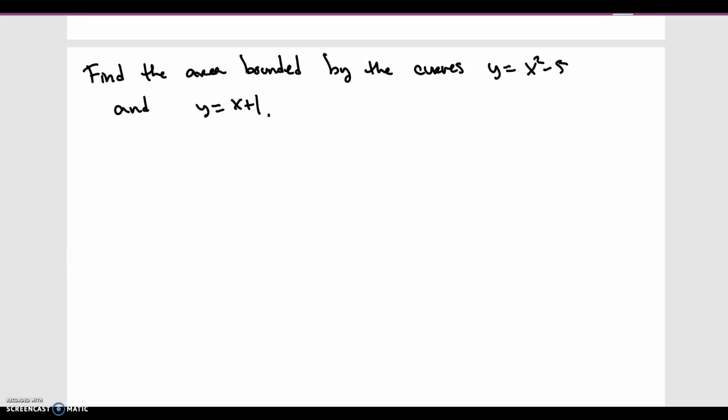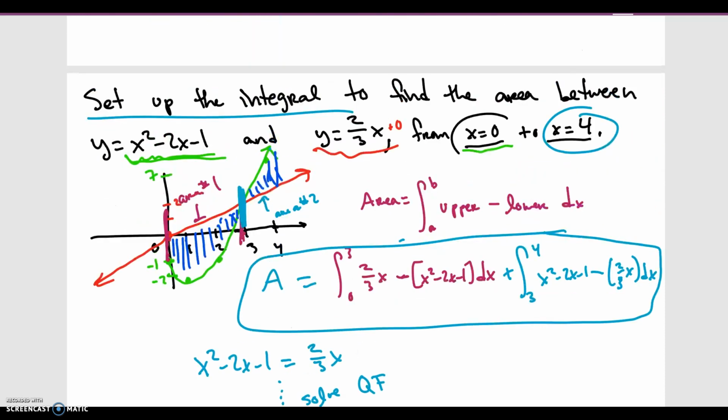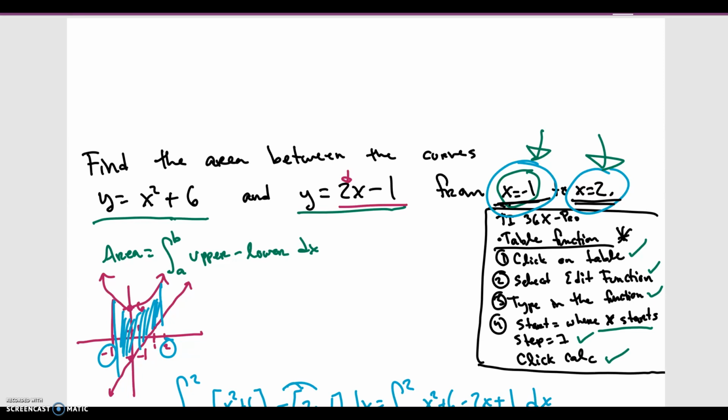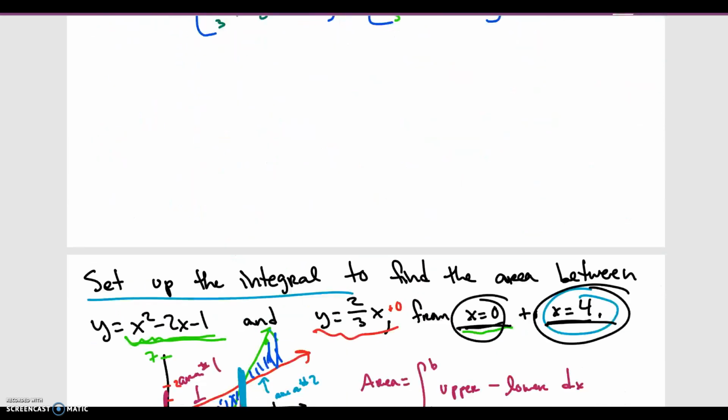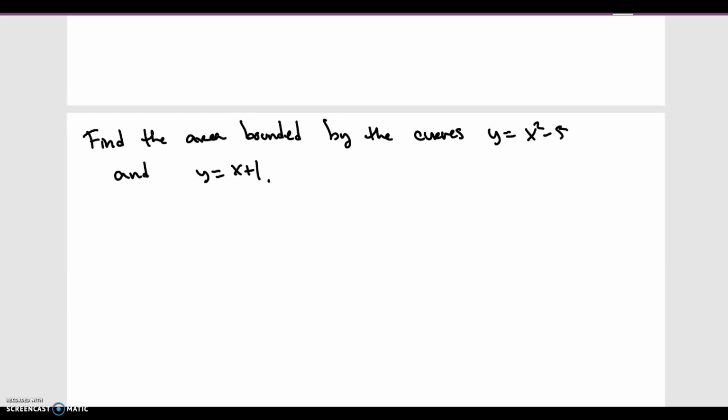Okay, so for this problem, we want to find the area bounded by the curves y equals x squared minus 5 and y equals x plus 1. Something that was different from this problem to the other two is that for those, we actually had the limits of integration. This one started from x equals 0 and ended at x equals 4. This one started at x equals -1 and ended at x equals 2. But for this other problem, we don't know where it starts and where it ends.